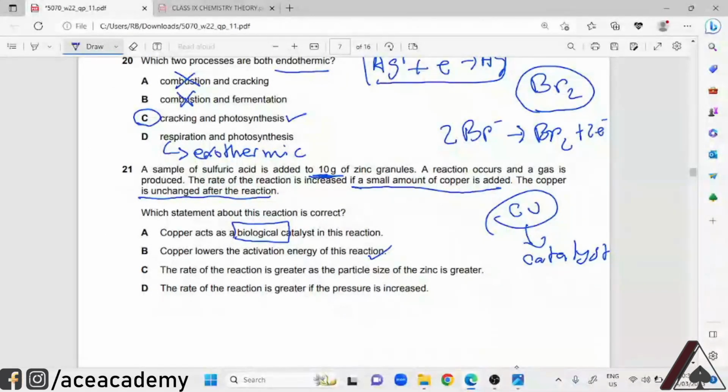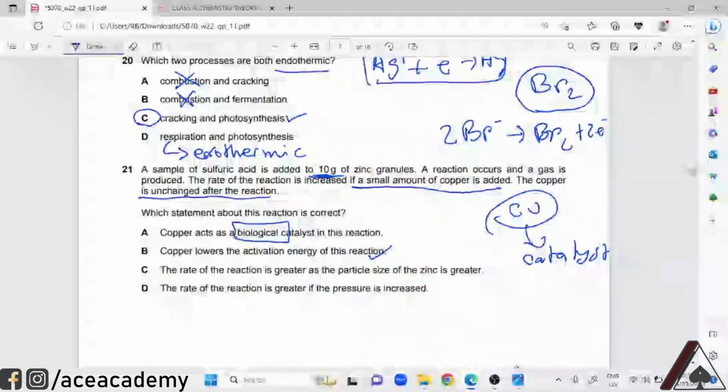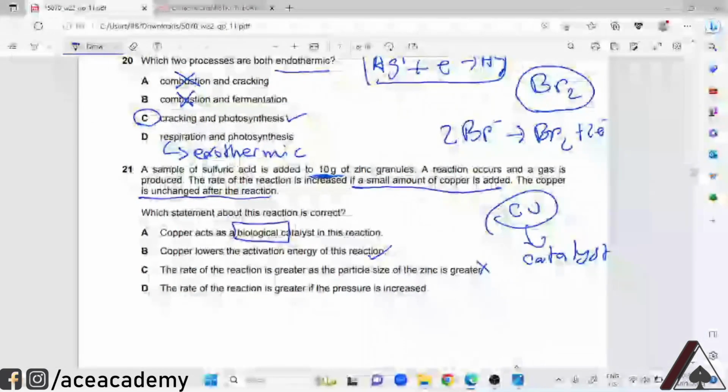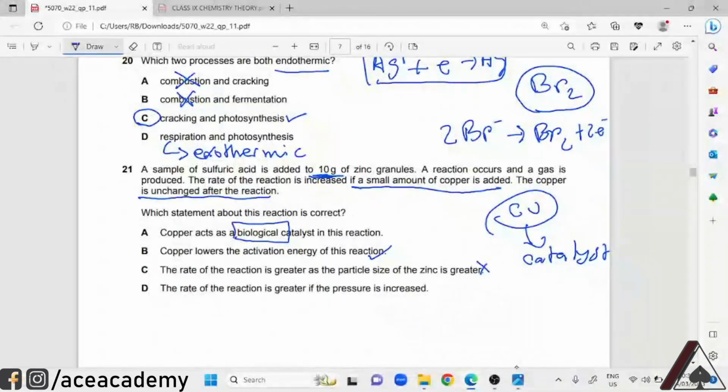The rate of the reaction is greater as the particle size of zinc is greater. This is not true because we know that when the particle size of zinc increases, the rate of reaction actually decreases because of smaller surface area.